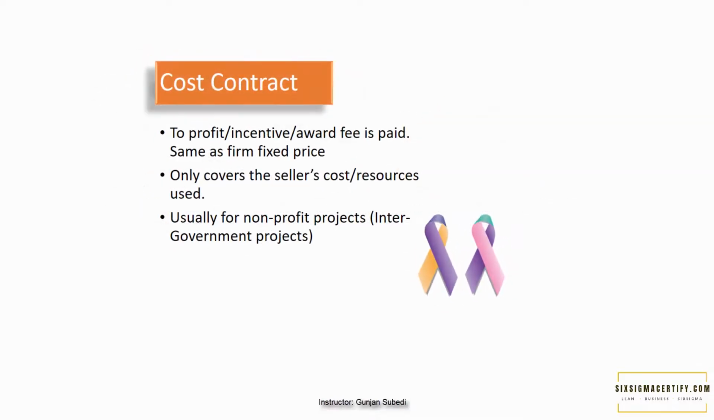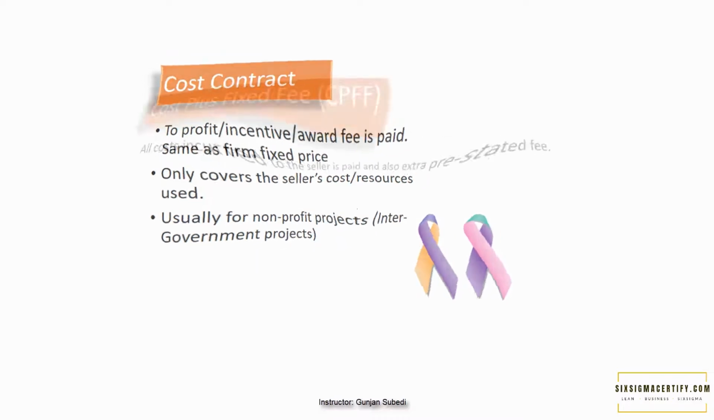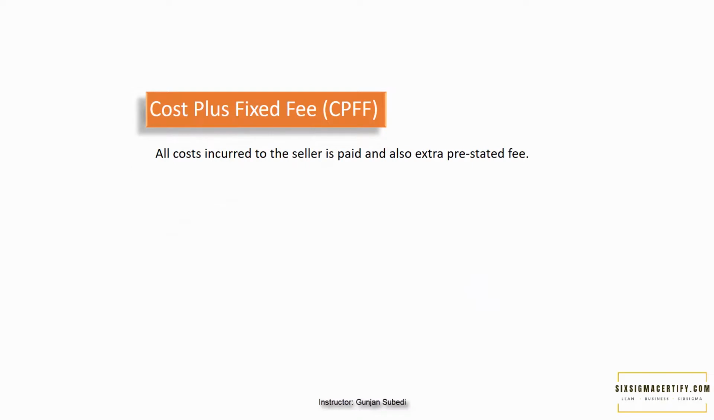First of all, let's look at the cost contract. This is basically used for projects not inclined to make profits but to offer public service. It only covers the seller's cost or resources used. And as I mentioned before, it is usually for non-profit projects. The other type of contract is cost plus fixed fee. Here, all the cost incurred by the seller is paid, and also an extra pre-stated fee.